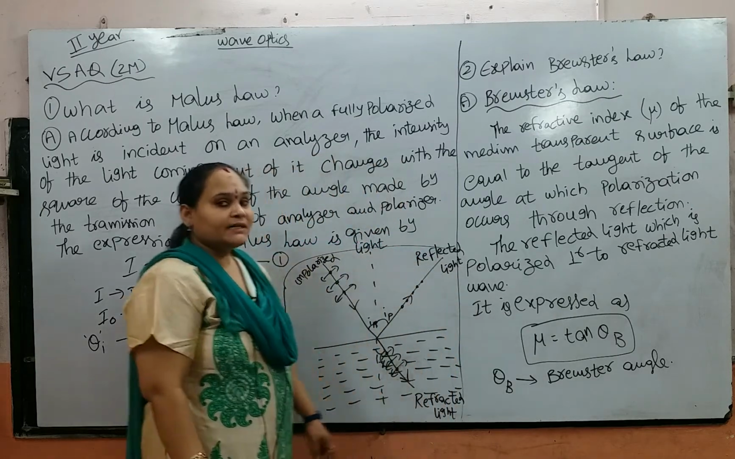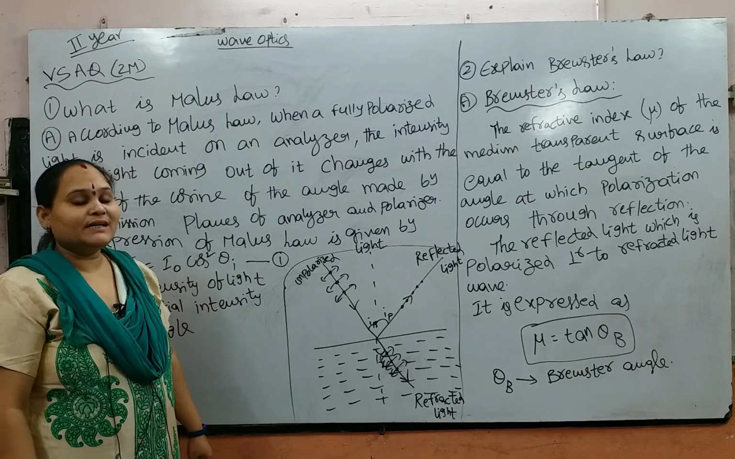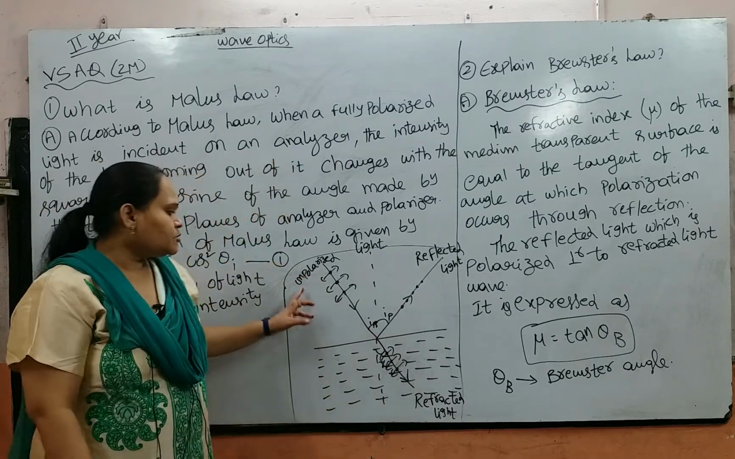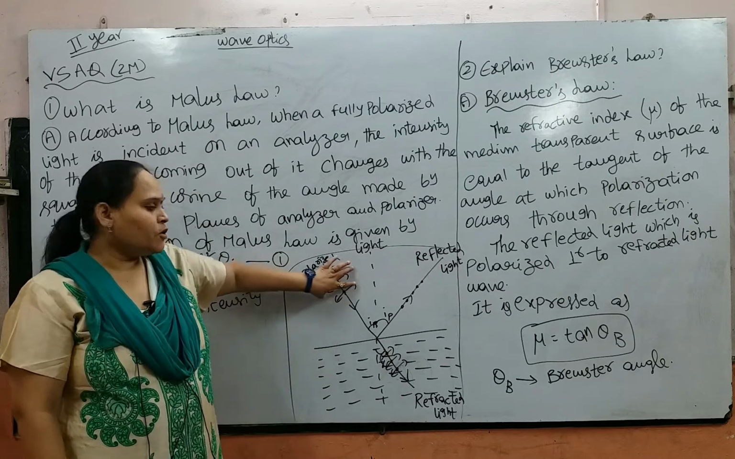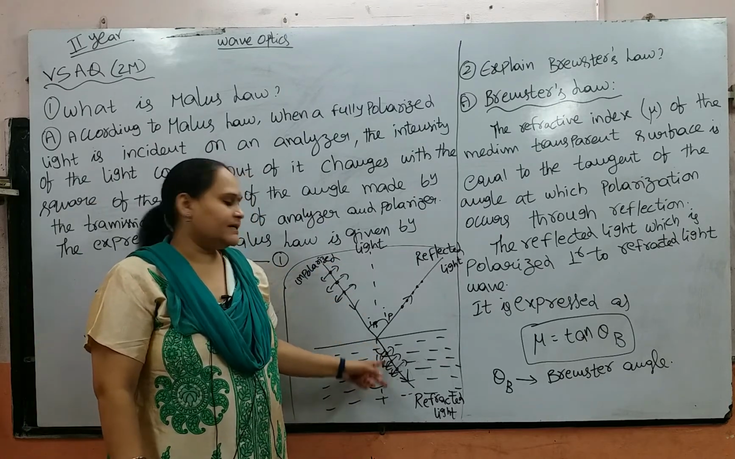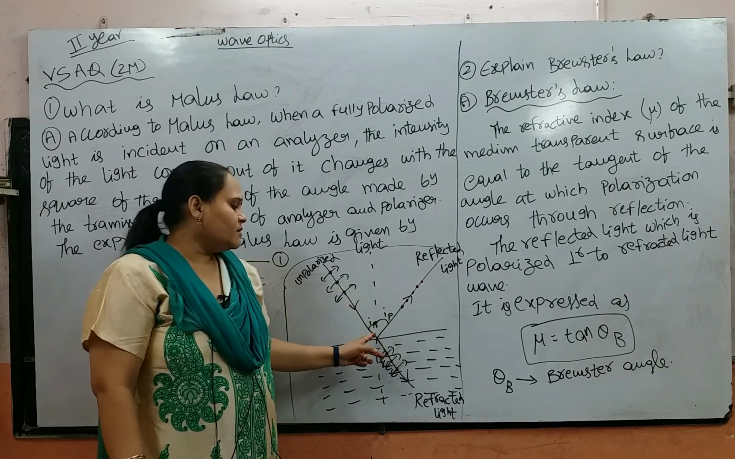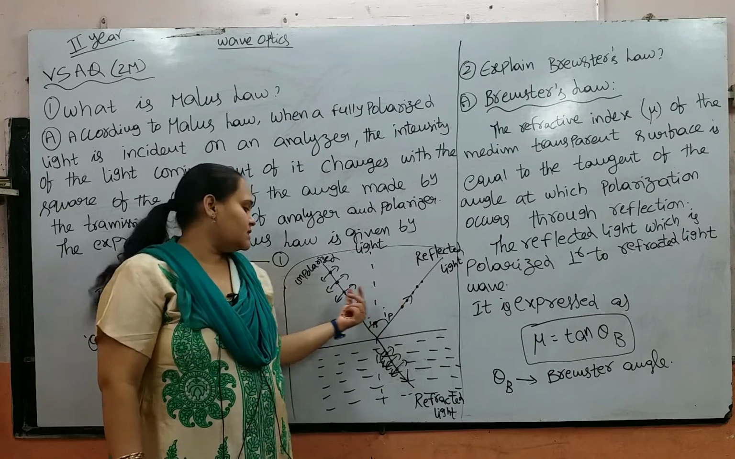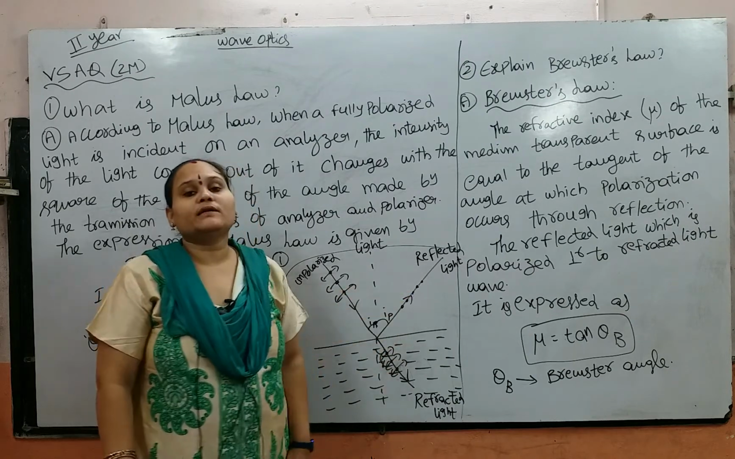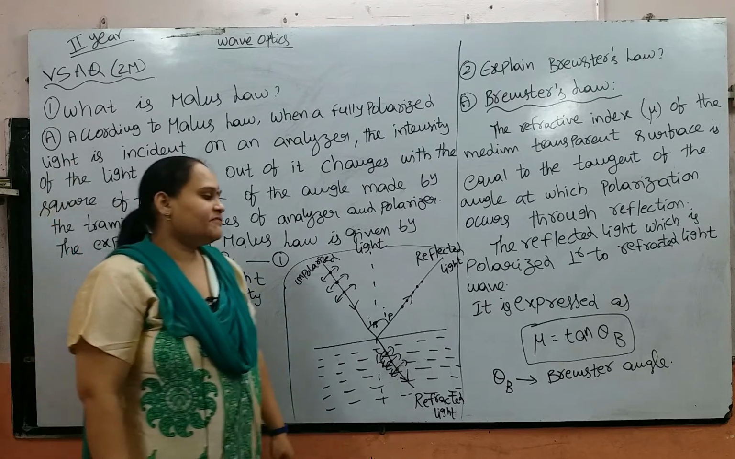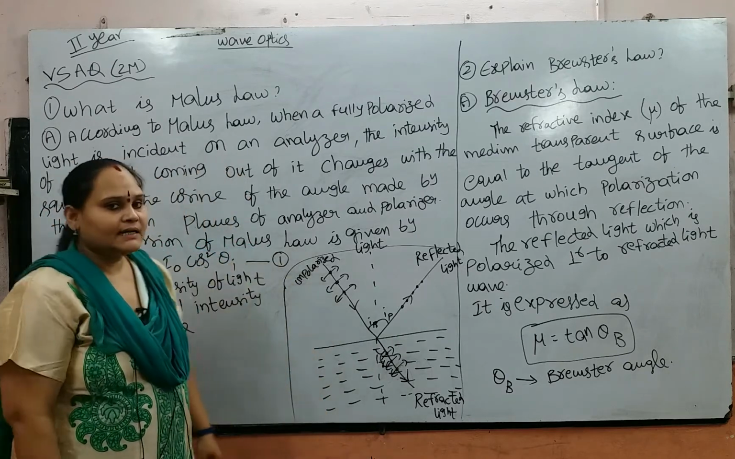So here we will get the polarized light only due to the reflected light, not the refracted. Observe the diagram. This is the unpolarized light. Due to the refraction, this is also unpolarized light. But this is the reflected light. We will get the reflected light as polarized light. This is the unpolarized light and this is the polarized light. We will get the polarized light with the help of reflection, not only refraction. This is Brewster's angle and Malus law.